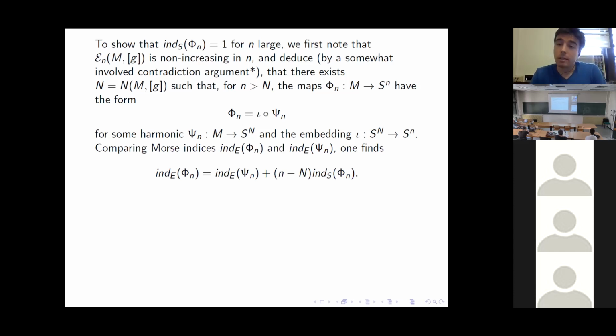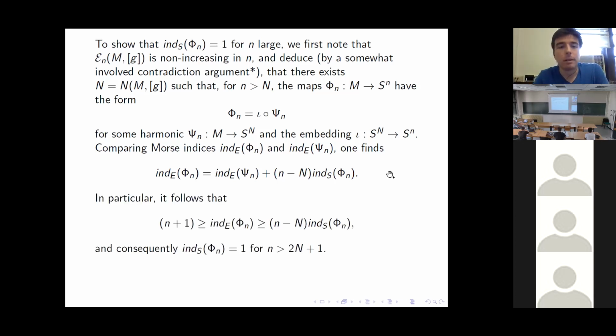Okay, so now if we take this for granted, and if we compare the Morse indices of these maps, so the full map Bn to the higher dimensional sphere, and then the Morse index of this map to the lower dimensional sphere, then one finds that the difference is going to be exactly the difference of little n and this fixed big N of the spectral index of this map piece of n.